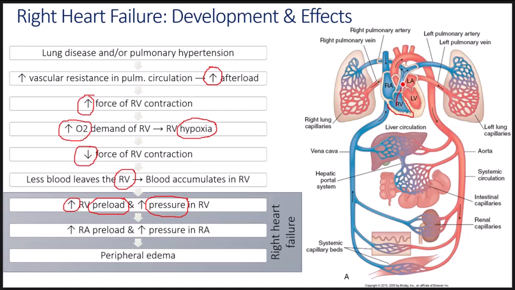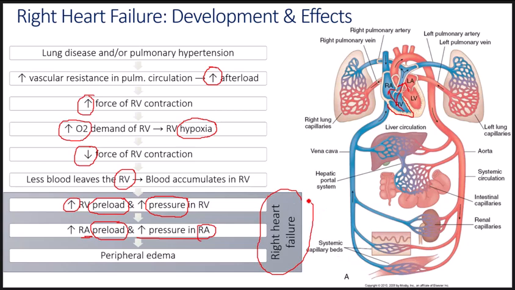Well, what's going to happen now? Well, if it can't get out properly because that right ventricle is weak, it's going to start backing up. And so now we're increasing the preload, or the amount of volume of blood within the right atria. Increased volume is going to increase pressure. So now we see an increase in pressure within the right atria. So what happens from here?